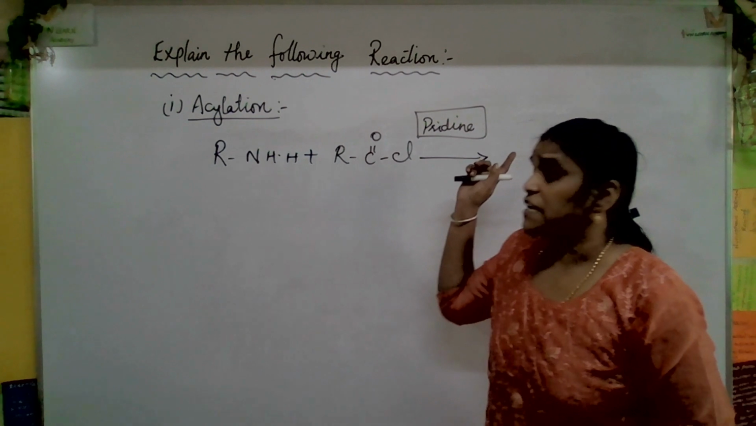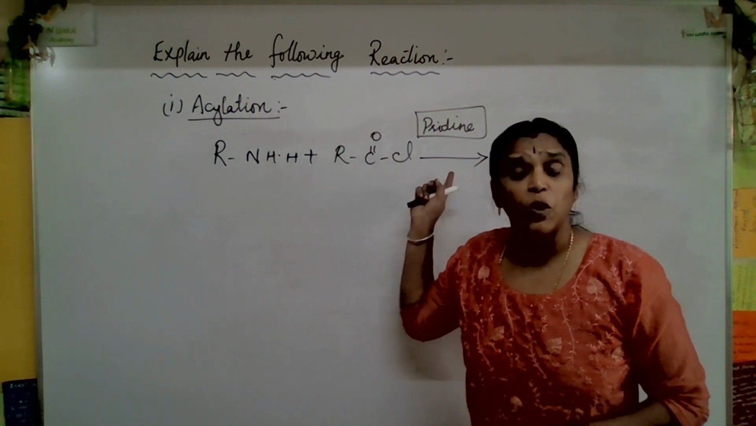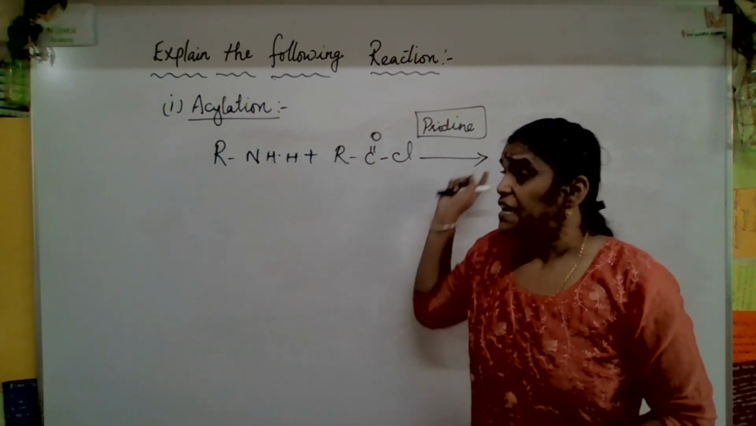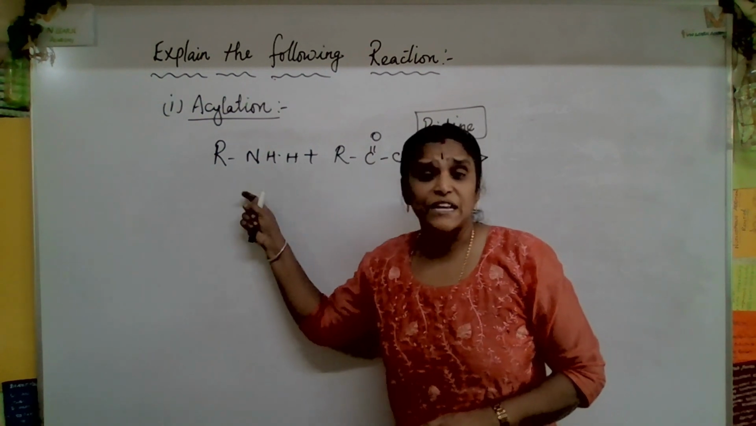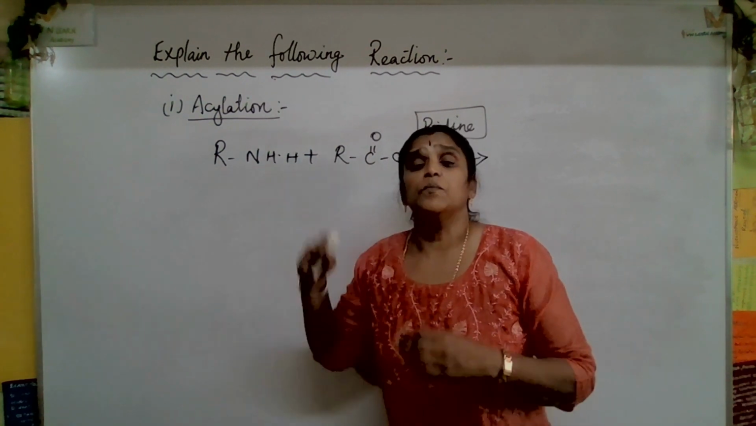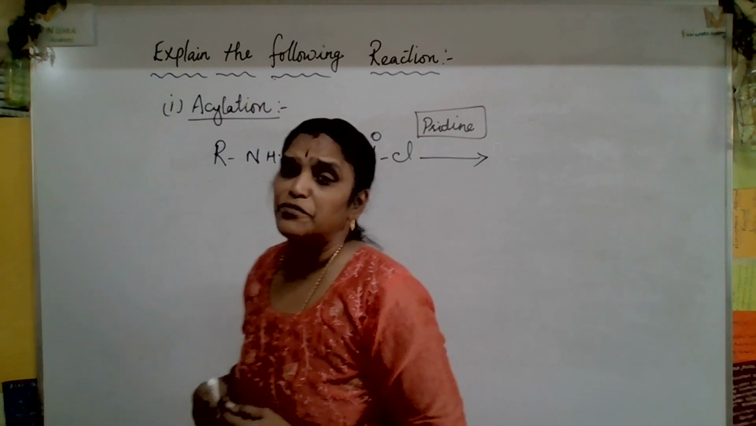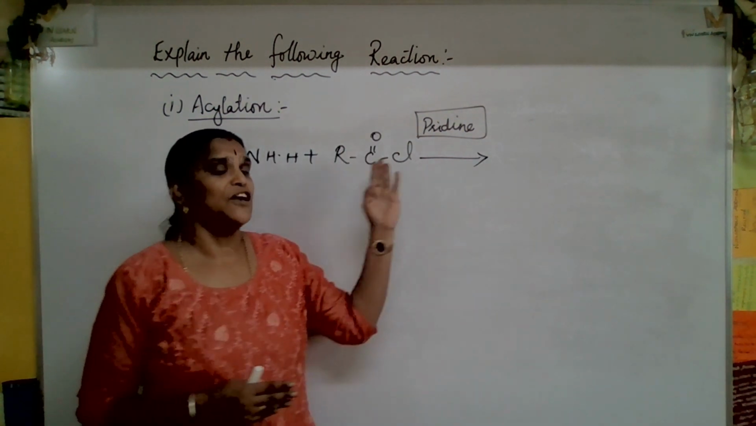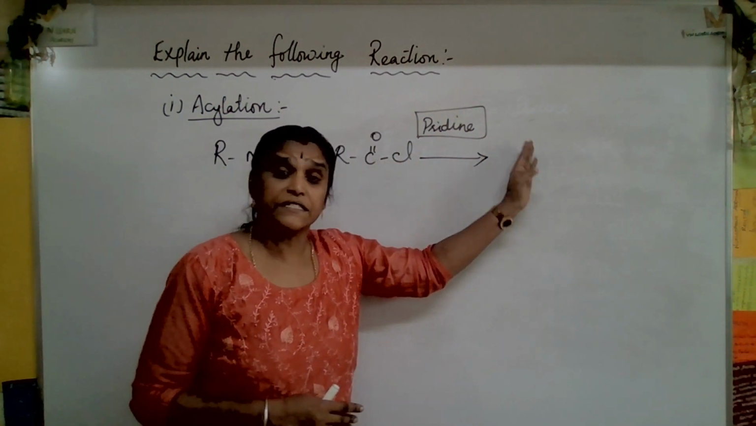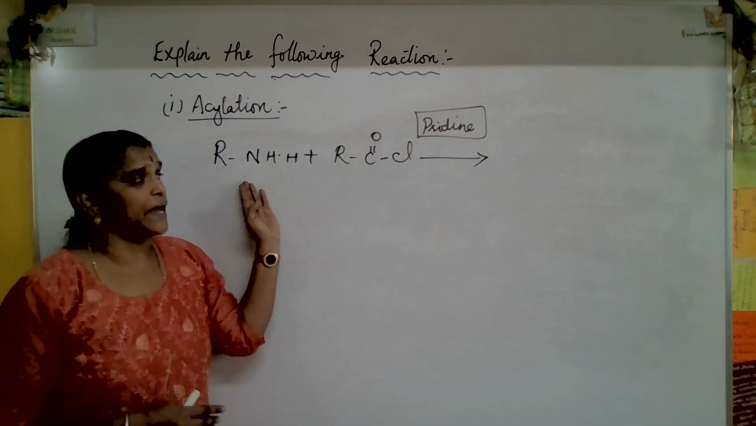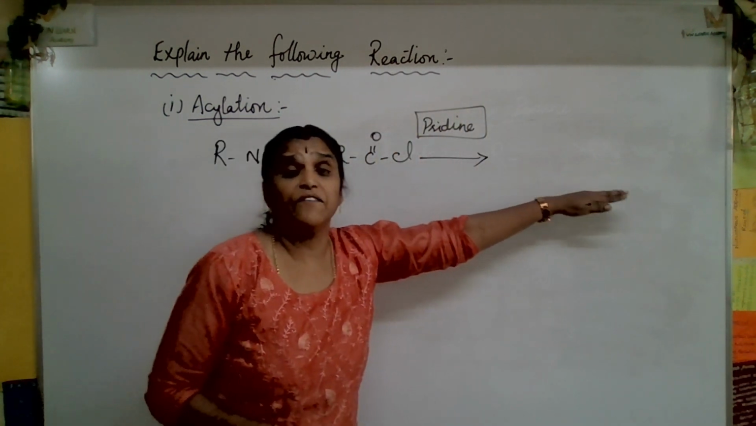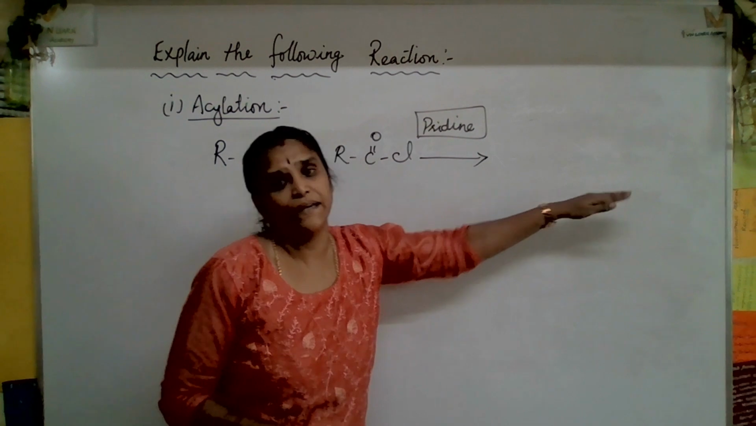Suppose you are using aluminum chloride. Aluminum chloride is actually a Lewis acid. It combines with the base, and this acts as a base, so both combine to form a salt. To avoid that only, we are using pyridine, which is a stronger base than amine. So that we are using and we are getting the amide compound.